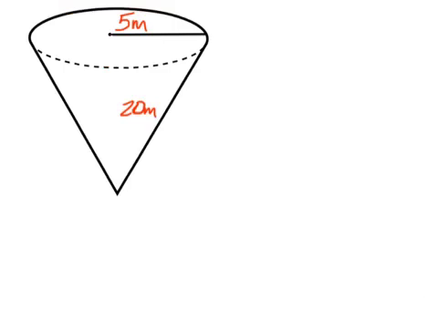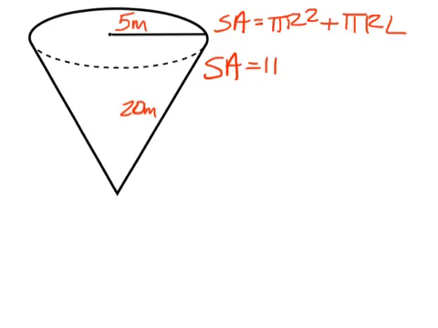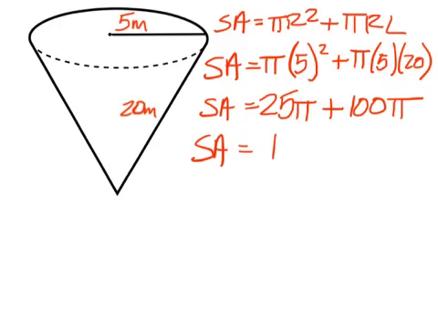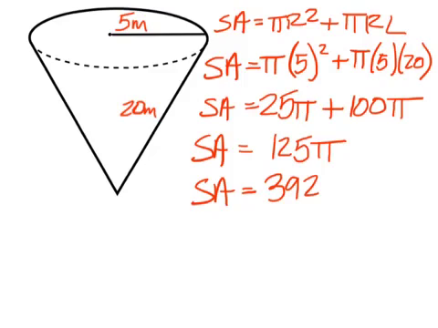Example number 2. The surface area is pi r squared plus pi r L. Plug in what you know. Pi times r squared, that would be 5 squared, plus pi times 5 times 20. 5 squared is 25, so you can write it as 25 pi, and then plus 100 pi. Simplify that to be 125 pi. Put that in your calculator. 125 pi equals 392.70 meters squared.